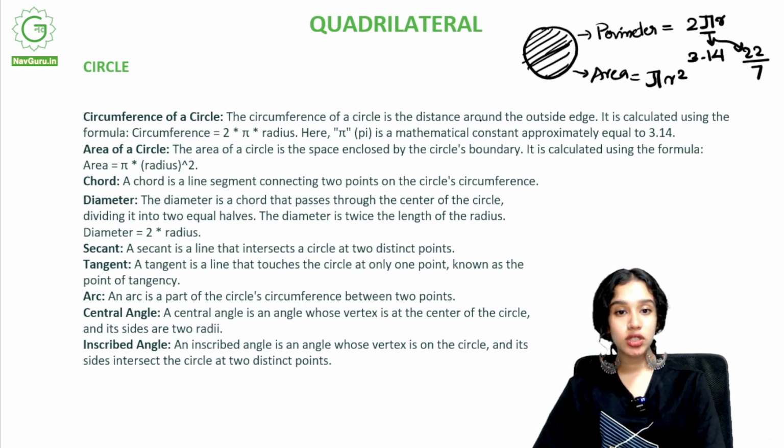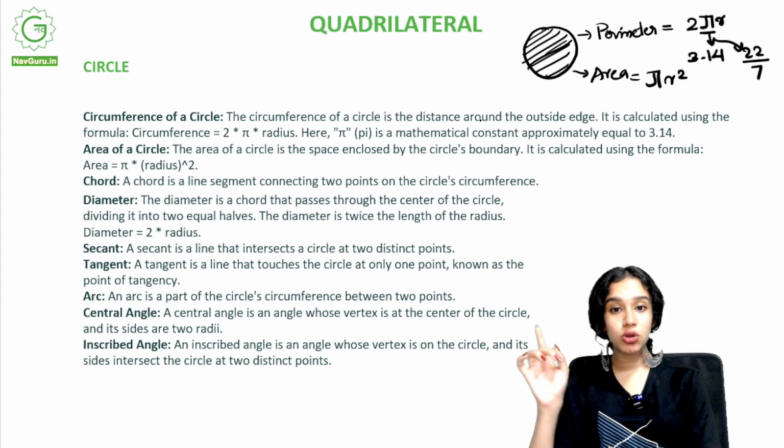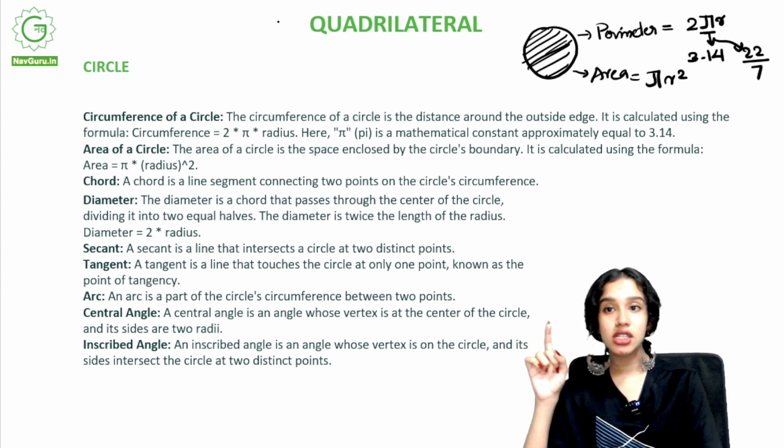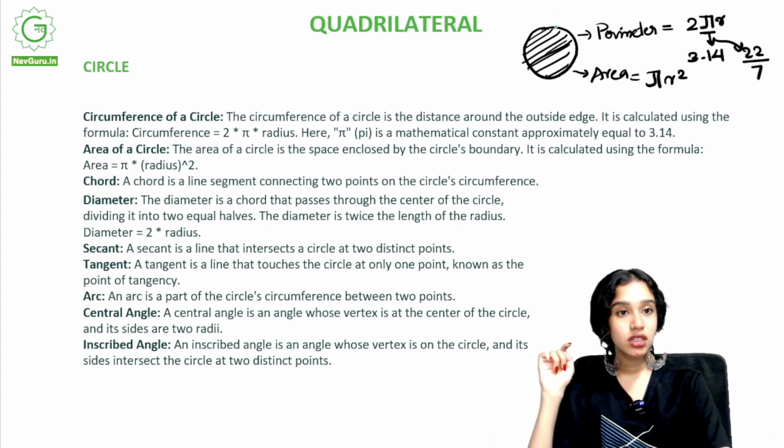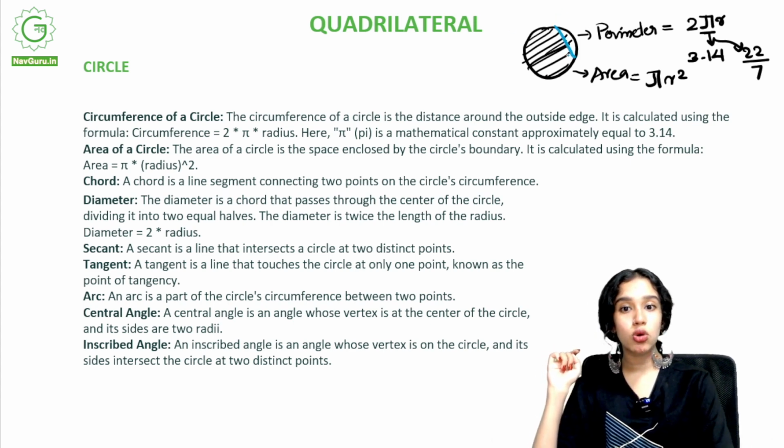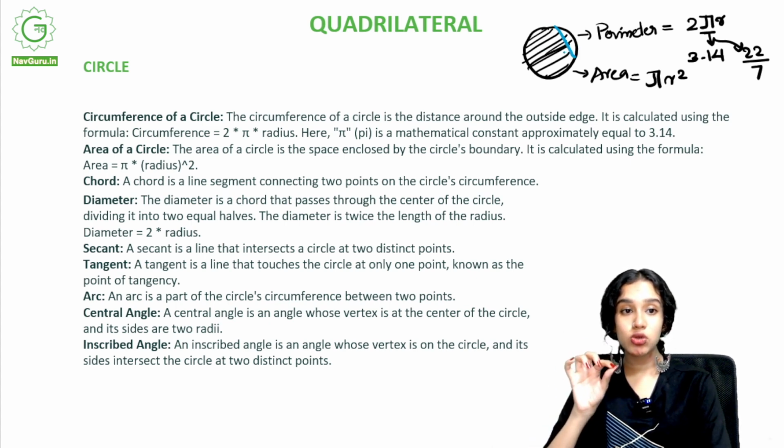Now, chord. We talked about chord. A chord is a line segment connecting 2 points on the circle's circumference. So, if this is a circle, this line is called a chord. Now, diameter. The diameter is a chord that passes through the center of the circle, right? Dividing the circle into 2 equal halves.